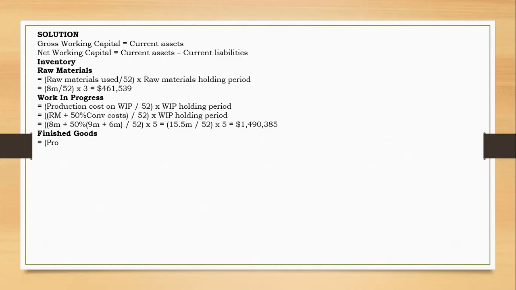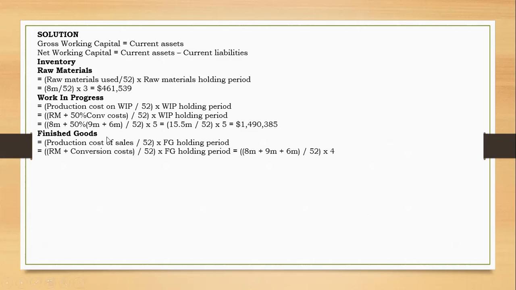How would I obtain that? Finished goods equals production cost of sales over 52 weeks times finished goods holding period. How do I obtain that? I'll just take them all, finished goods, production cost of sales. Since you're not told the goods that remain in inventory, you presume that you have sold them all. So you could just take the production raw material cost, conversion cost, over 52 and finished goods holding period.